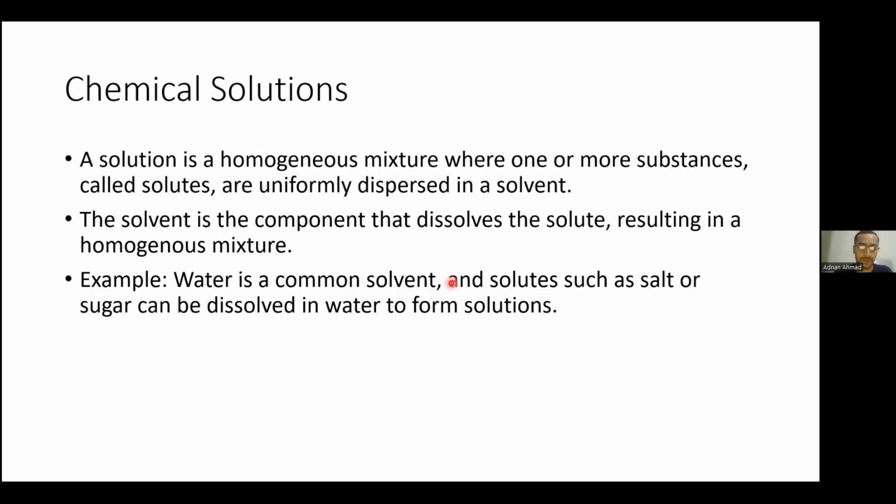of chemical solutions. So a solution is a homogeneous mixture where one or more substances called solutes are uniformly dispersed in a solvent. So how do we make a solution? We add solute into a solvent, right? The solvent is the component that dissolves the solute, resulting in a homogeneous mixture.